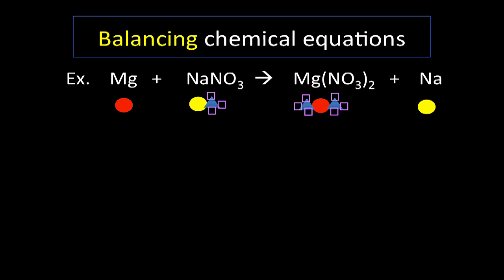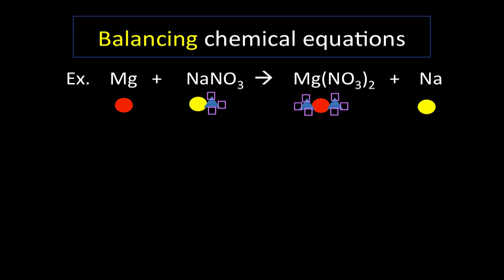All right, balancing chemical equations is actually a pretty straightforward, easy process. Just have to think of the yield arrow in a chemical equation as an equal sign. So everything on the left of the arrow has to equal everything on the right of the arrow. In this example, it's magnesium plus sodium nitrate makes magnesium nitrate and sodium.